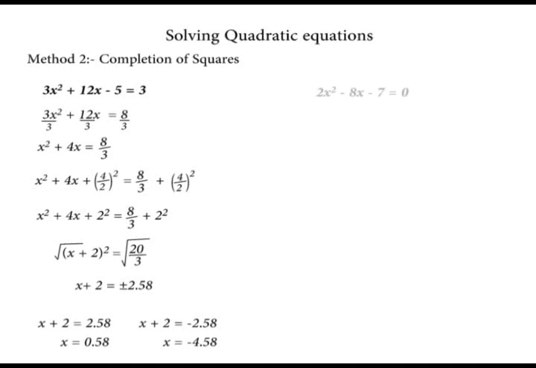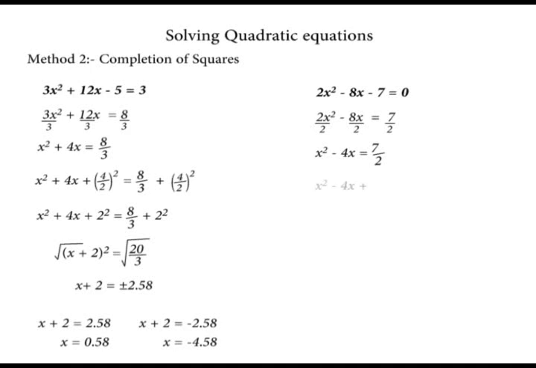One more, 2x squared minus 8x minus 7 is equal to 0. We take minus 7 to the right hand side. We have 2x squared minus 8x is equal to 7. We divide everything by 2 to make the leading coefficient 1. And so we shall have x squared minus 4x is equal to 7 over 2. Next we add (b over 2) squared. b in our case is minus 4.